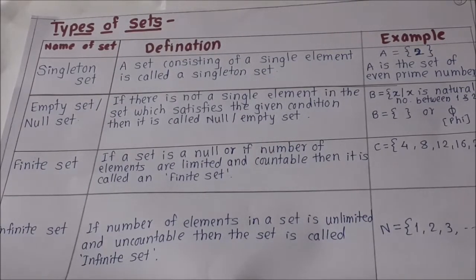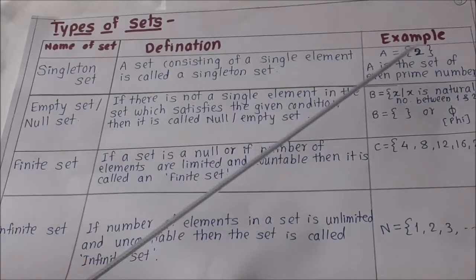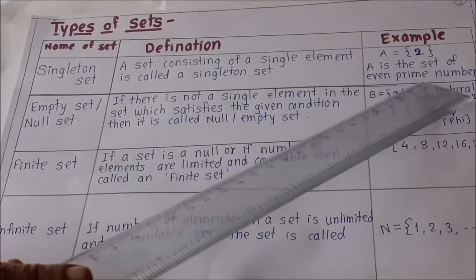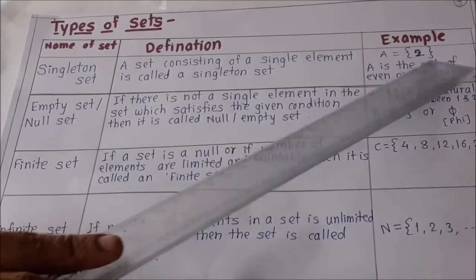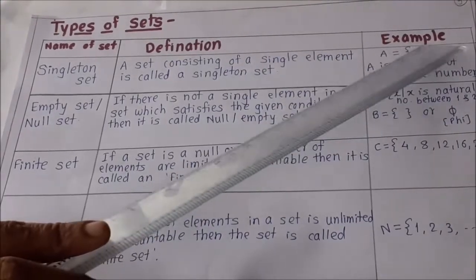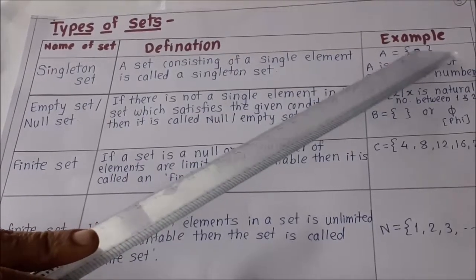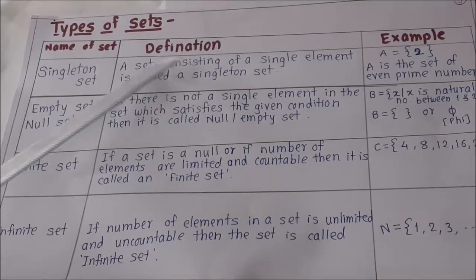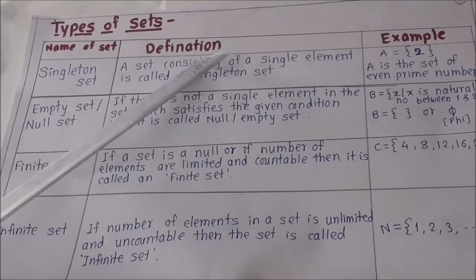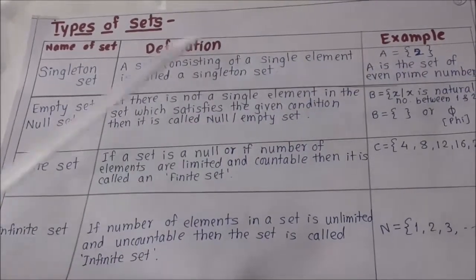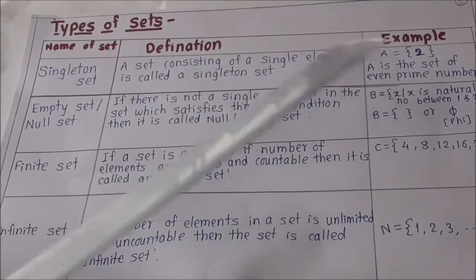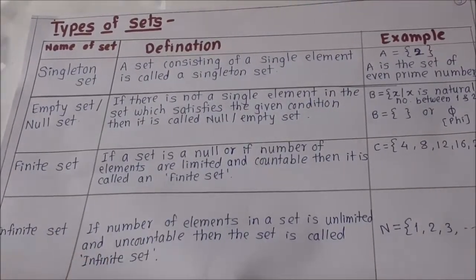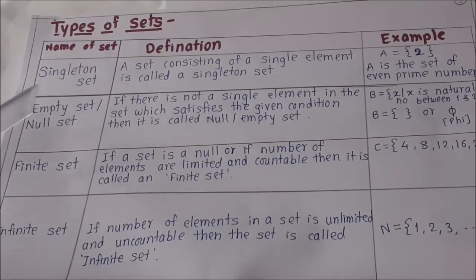For example, if A is the set of even prime numbers, we know that the even prime number is only one, that is 2. So this set contains only one element. Hence such sets are called singleton sets. Once again, the definition: a set consisting of a single element is called a singleton set. Here the element count must be 1. Second type is the empty set or null set.